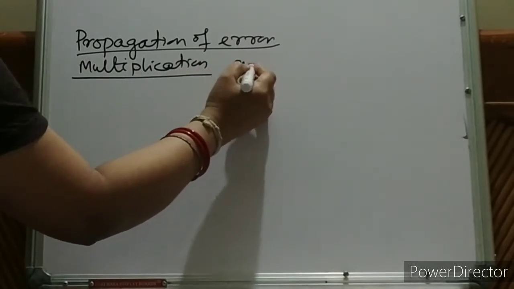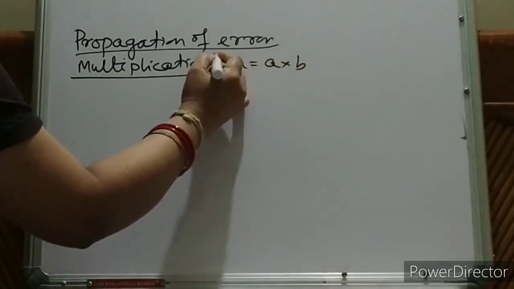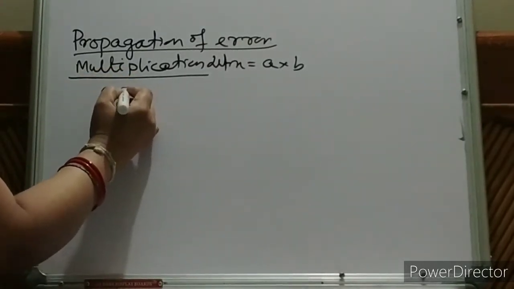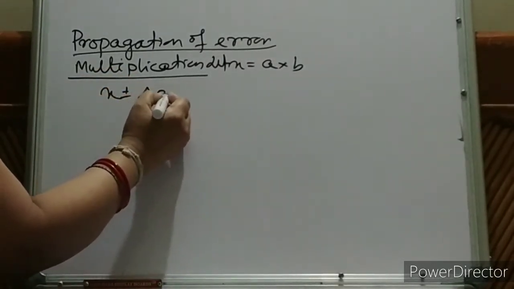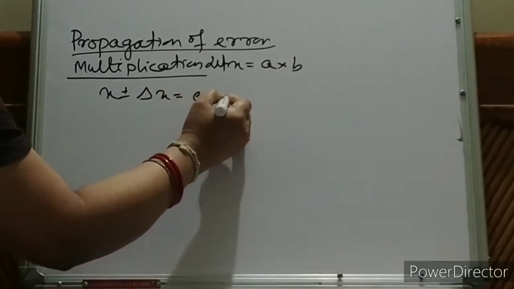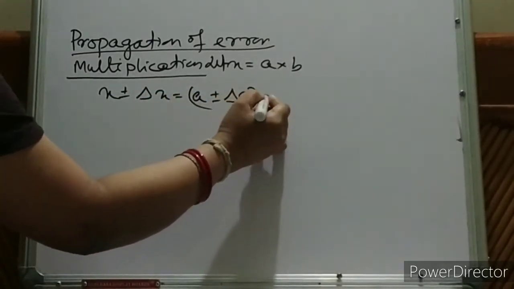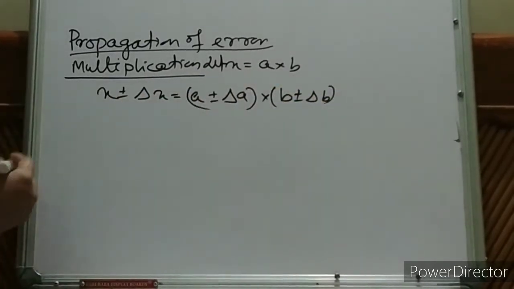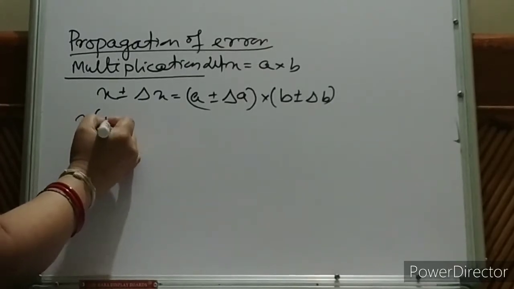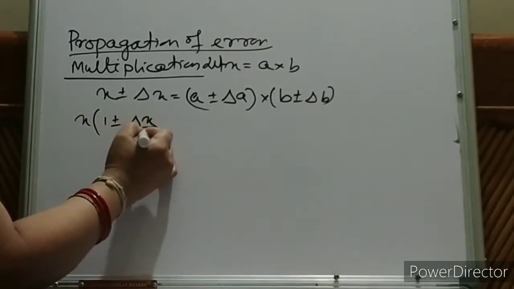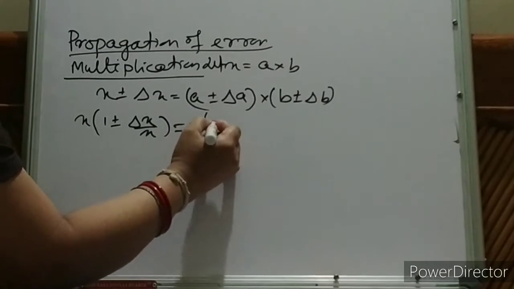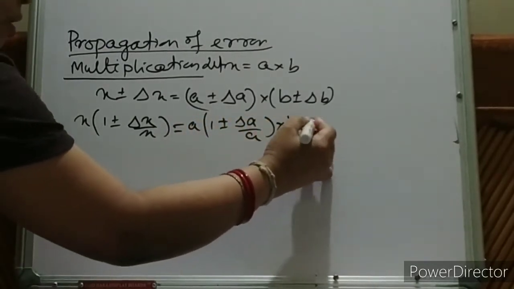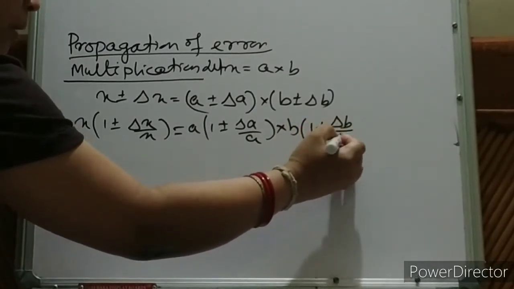Let x is equal to a into b. So with error, how will you write? x plus minus delta x is equal to (a plus minus delta a) into (b plus minus delta b). Take x common, so we'll write 1 plus minus delta x by x. Here take a common, 1 plus minus delta a by a. Here take b common, 1 plus minus delta b by b.